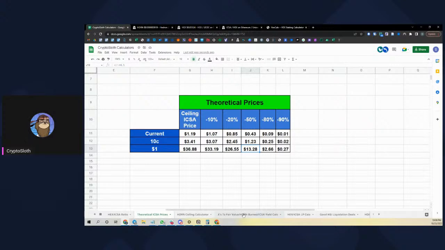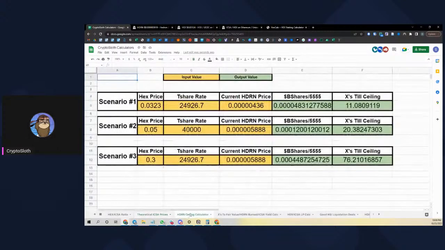All right, keep on moving along. So that's the theoretical icosa prices, and this is basically the same thing. This is the Hedron ceiling calculator. Now I haven't matrixed it out where you get different discounts on it. I'll probably add that soon, but basically you can calculate 3 different scenarios with the hex price.